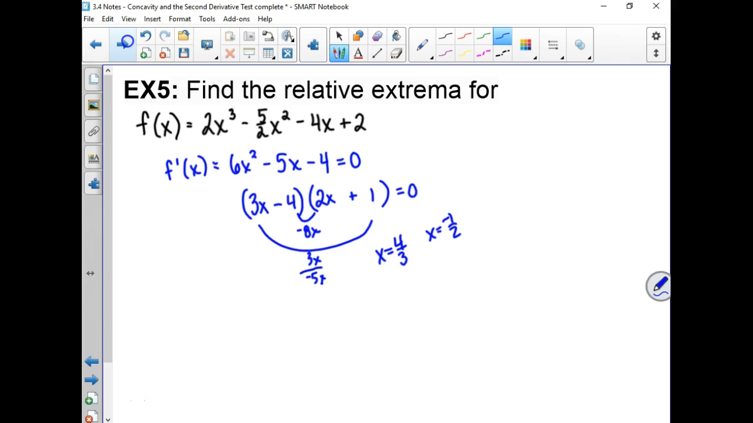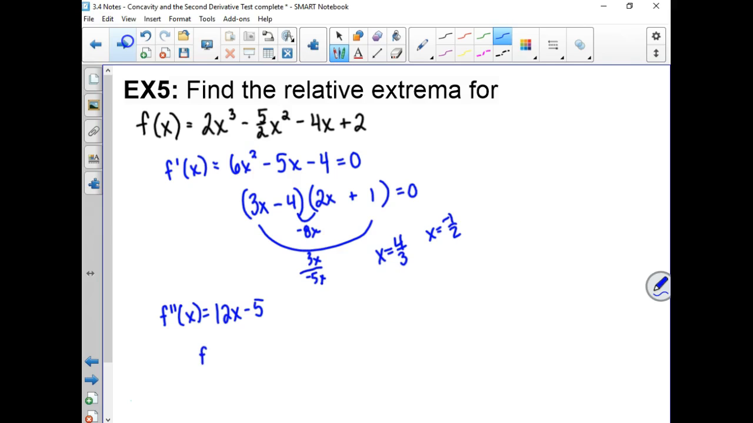So if we were wanting to do the first derivative test, at this point we'd make our sign line. But if we're using the second derivative test, we'll take the second derivative, so we'll get 12x minus 5. And then basically we just test our 2 points to see if they're positive or negative.